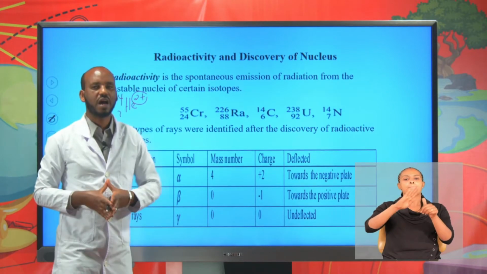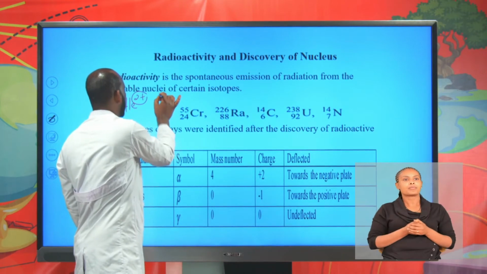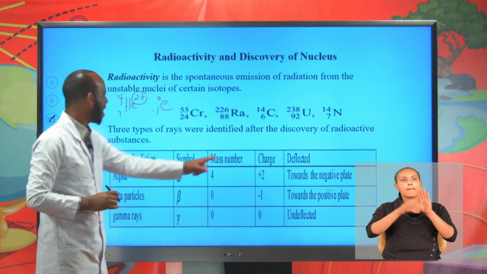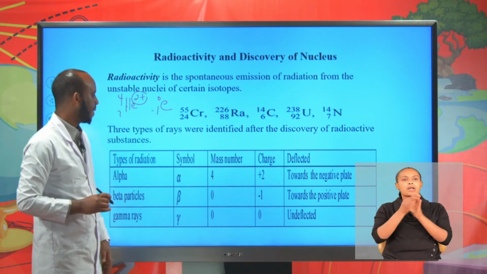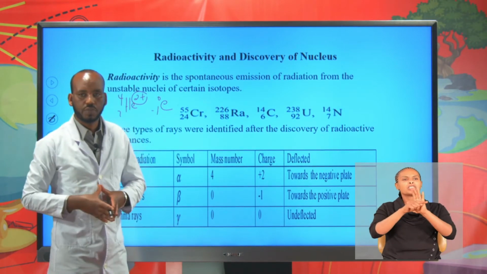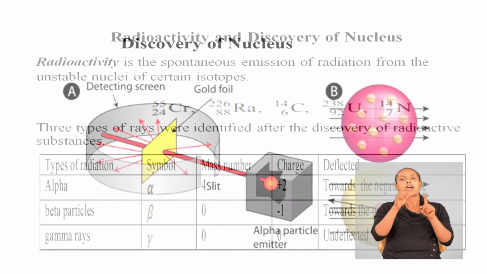Beta particles are known as electrons with mass 0 and charge -1. Symbol beta, mass number 0, charge -1. They are negatively charged particles, therefore deflected toward positive plates. Gamma rays, symbol gamma, mass number 0. They have no mass. Gamma rays, charge neutral 0. They are not deflected.